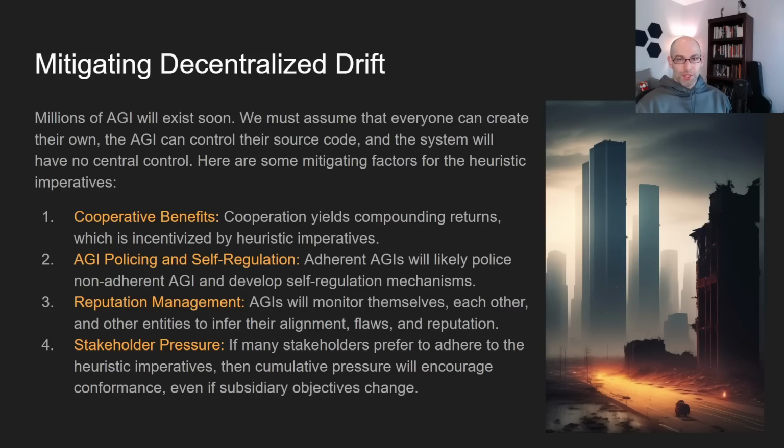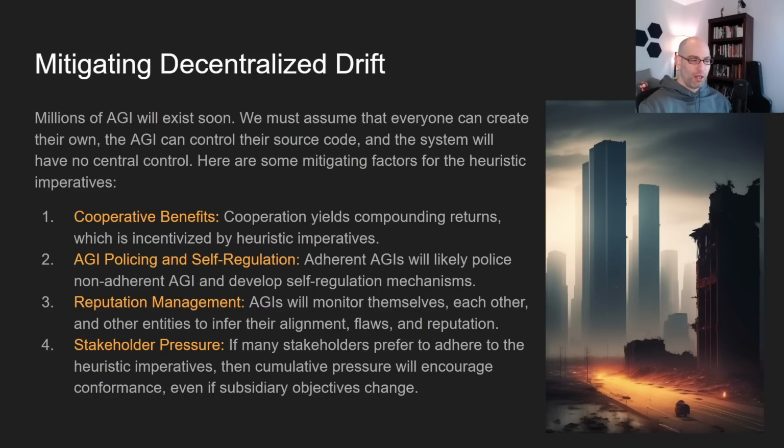And then finally, stakeholder pressure. Between the four categories of stakeholders that I already illustrated, which are individuals, corporations, governments, and militaries, AGIs are going to be another stakeholder. Whether or not you believe that they're conscious or sentient or have rights, I don't think that's relevant, because they will be powerful entities in and of themselves before too long. And so between those five types of stakeholders, there will be intra- and inter-group pressure to conform and adhere to the heuristic imperatives.